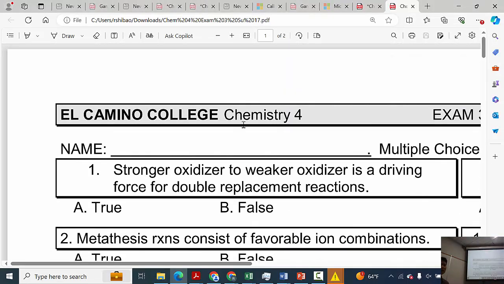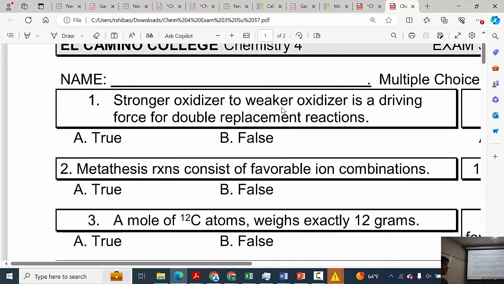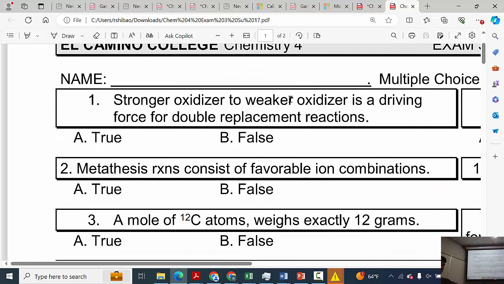I didn't make a key for this, so let's go ahead. Some people were asking me for a key this morning. We'll just go through and answer these in the time we have left.